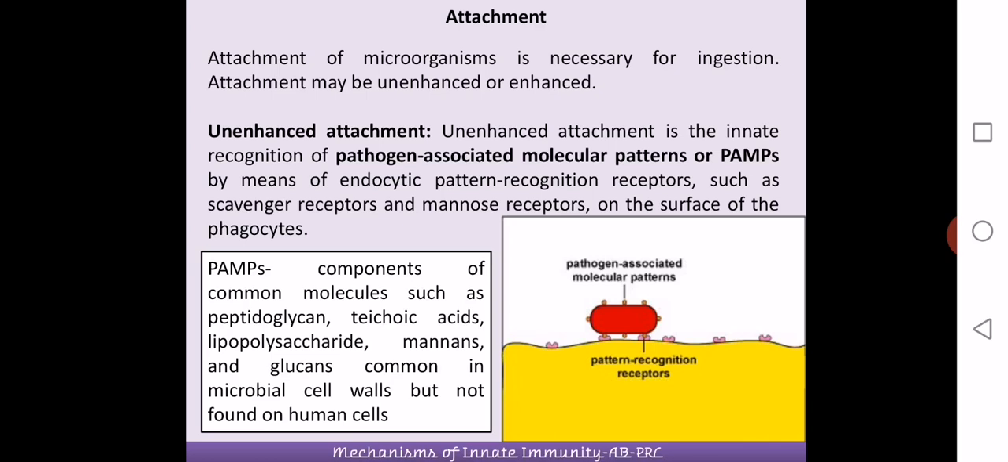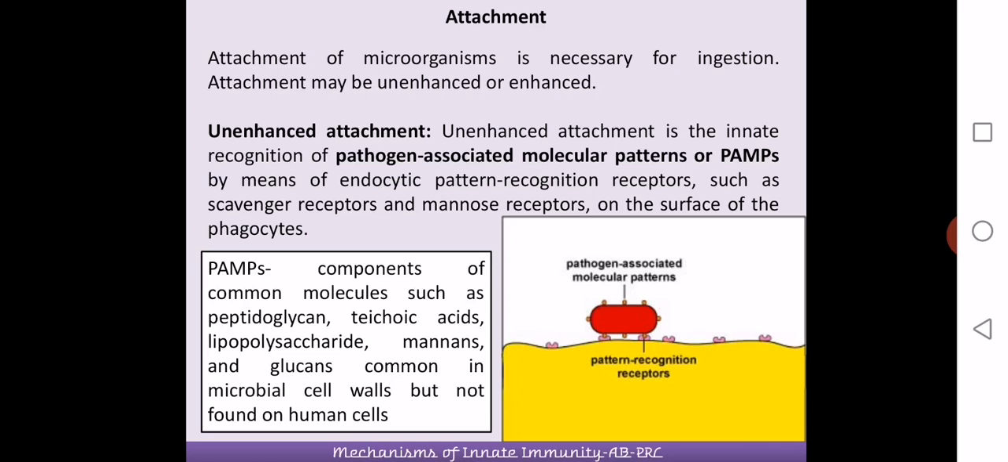Right. The unenhanced attachment is actually the natural attachment. There are no external substances involved in the linkage between the microbe and the phagocyte. For this response, there are certain molecules present on the surface of the microorganism which is going to be phagocytosed, which we collectively call pathogen associated molecular patterns, or PAMPs. These PAMPs are recognized by the receptors on the phagocytic cells, so that they can understand that these are not self cells, these are foreign substances, and they have to be eliminated. So they come in contact with each other and are taken in. Right. So this is unenhanced attachment.